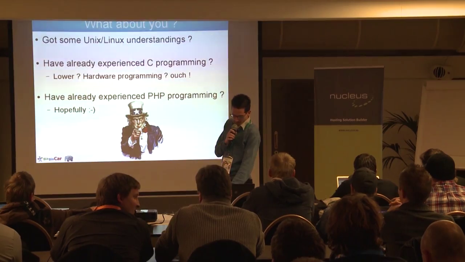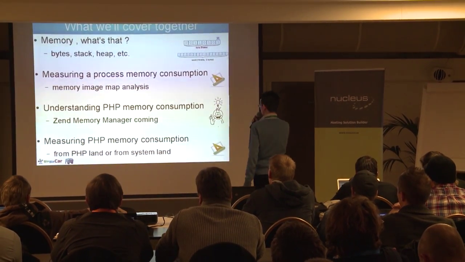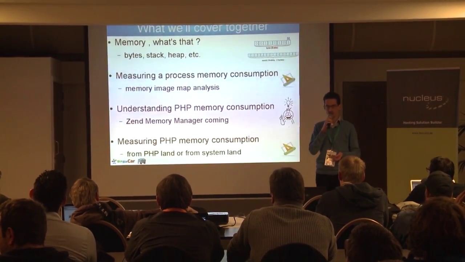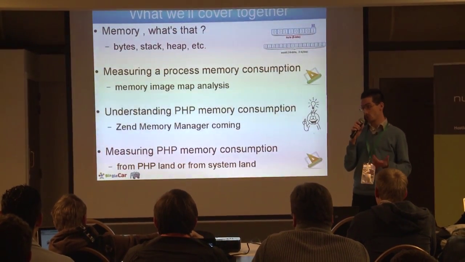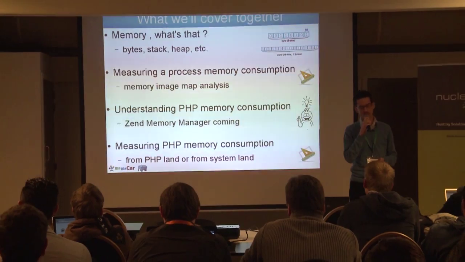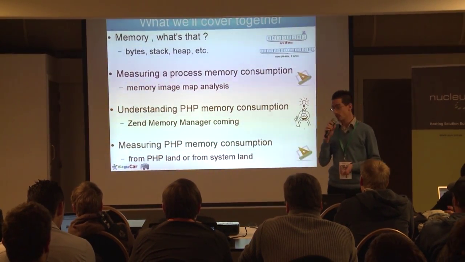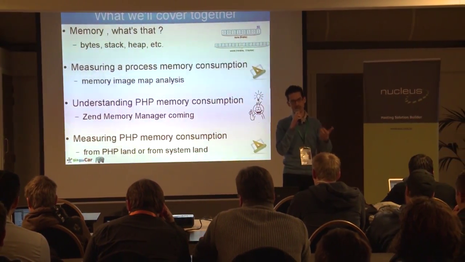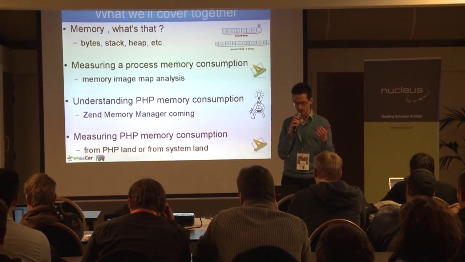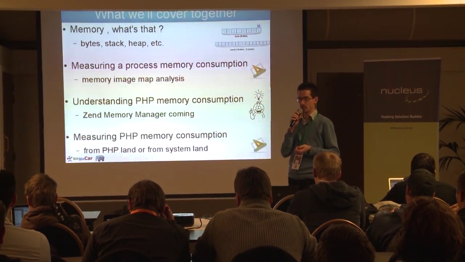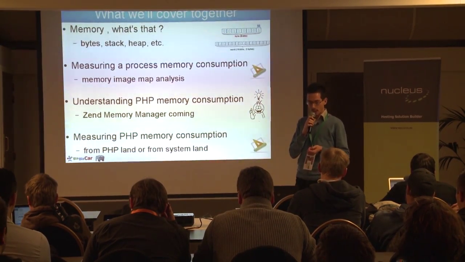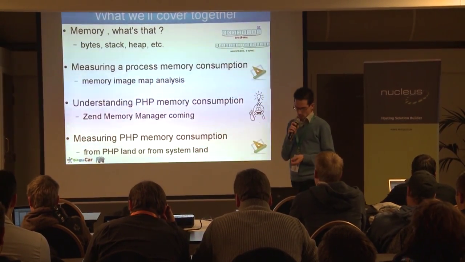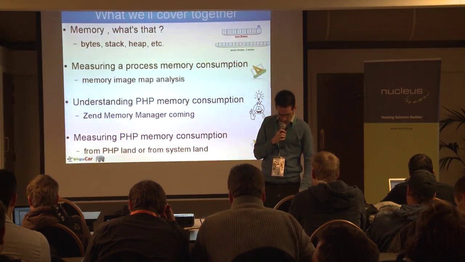So what we'll see together in this talk is, first, a recall of what memory is in a computer system. Then how to measure the memory consumption of a process and then of PHP. Understanding how PHP manages memory: when you write code, PHP allocates, then frees memory. How does it do things like this? We'll talk about the component responsible for that, the Zend Memory Manager, and then how to measure PHP memory in your everyday script.